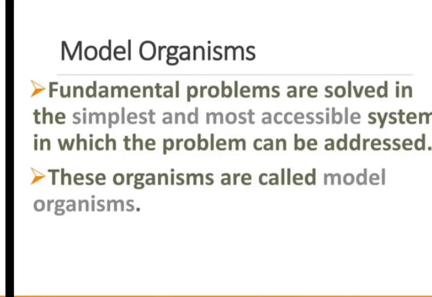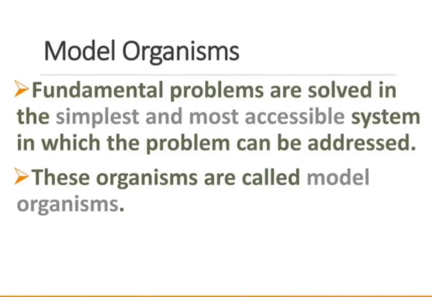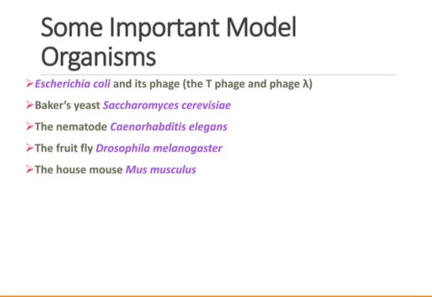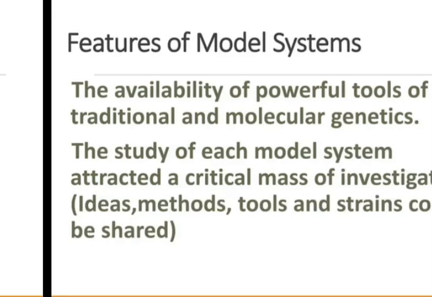Model organisms. Fundamental problems are solved in the simplest and most accessible system in which the problem can be addressed. These organisms are called model organisms. Some important model organisms are Escherichia coli and its phages, T phage and phage lambda, baker's yeast Saccharomyces cerevisiae, the nematode Caenorhabditis elegans, the fruit fly Drosophila, and the house mouse Mus musculus.